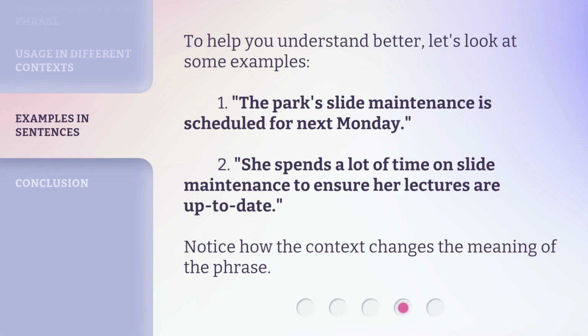To help you understand better, let's look at some examples. 1. The park slide maintenance is scheduled for next Monday. 2. She spends a lot of time on slide maintenance to ensure her lectures are up to date. Notice how the context changes the meaning of the phrase.